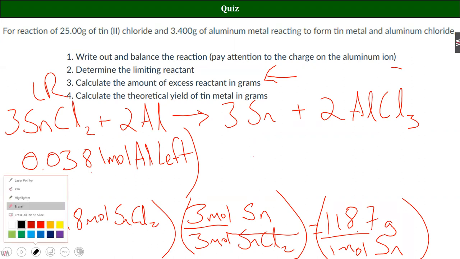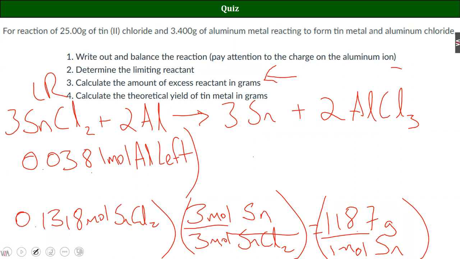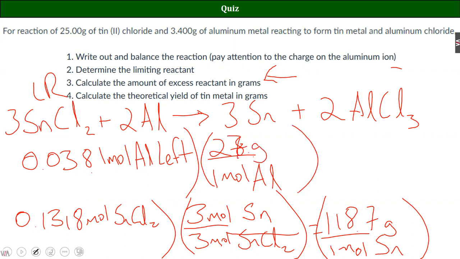Anytime we want to go from moles of anything to grams, we just use the molecular weight. Cancel out the moles. One mole of aluminum is 27 grams. And whatever it is, give it one more sig fig, 27.1, 26.9. And so then that would give you something like 1.06 grams.